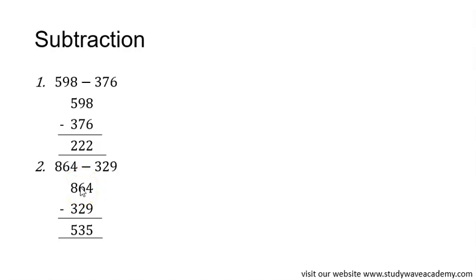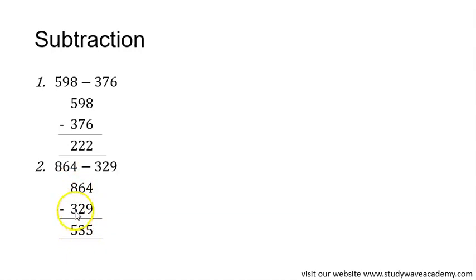And when we're borrowing 1 from 6, if 1 is coming over here, it's coming as a bundle, which is 10. So 10 plus 4 is 14. So 14 minus 9 is going to give you 5. You are left here with 5. 5 minus 2 is going to give you 3. And 8 minus 3 is going to give you 5.